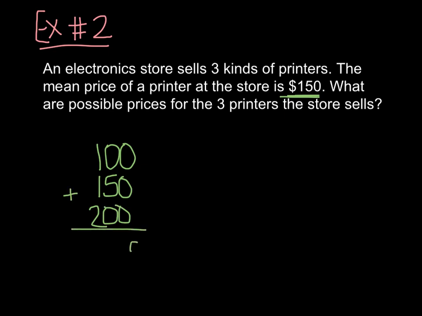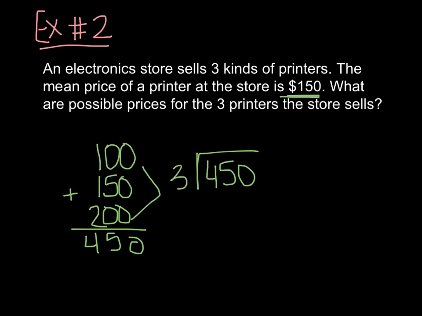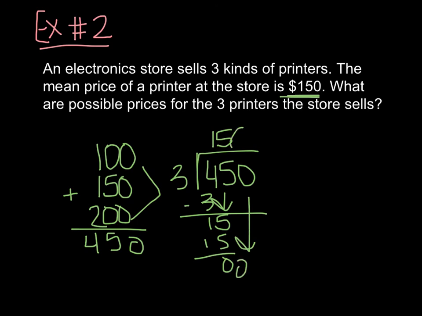We add those up to find the mean, and we get $450. We're dividing it by 3 because we have 3 numbers. And we divide like normal. And we got a mean of 150. So our 3 printers could have cost these 3 prices.